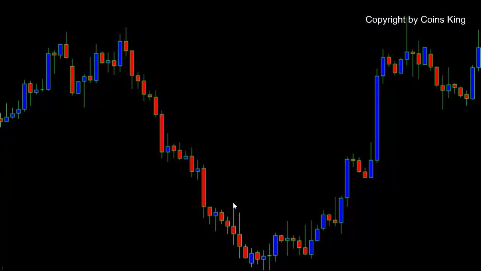Dojis are popular and widely used in trading as they are one of the easier candles to identify, and their wicks provide excellent guidelines regarding where a trader can place their stop.